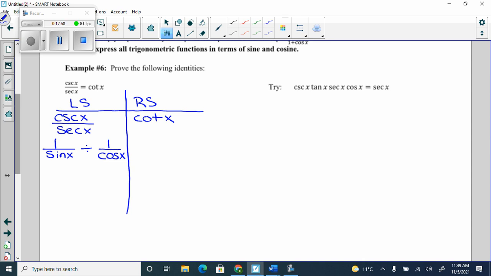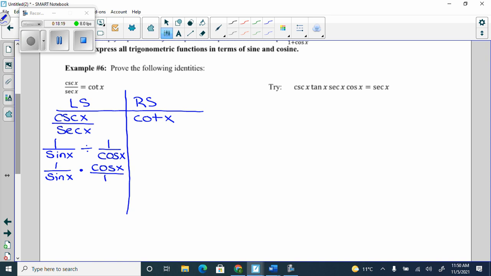Multiply by the reciprocal. All proper terminology. Very good. 1 over sine x times, then the right side flips, cos x over 1. What do we get there? When we have a fraction times a fraction, we do numerator times numerator, denominator times denominator.